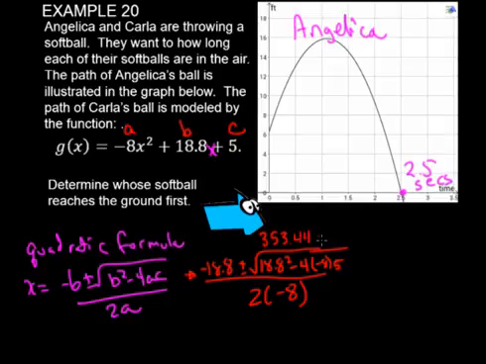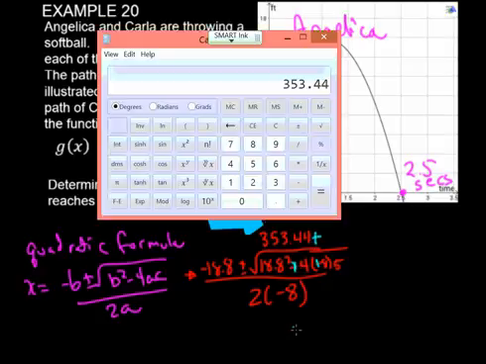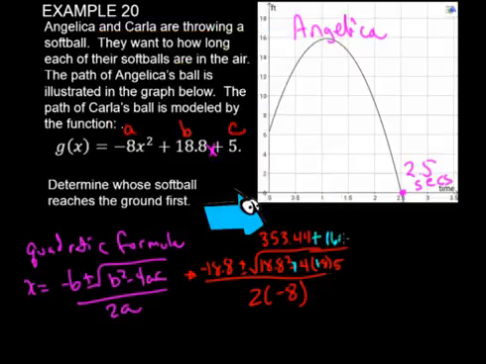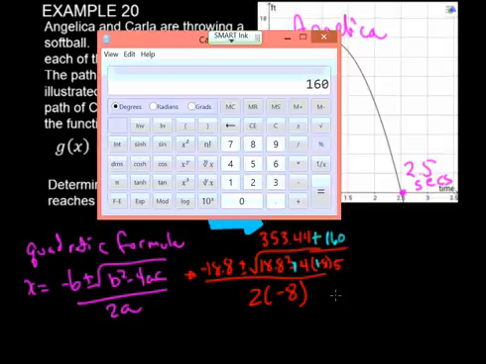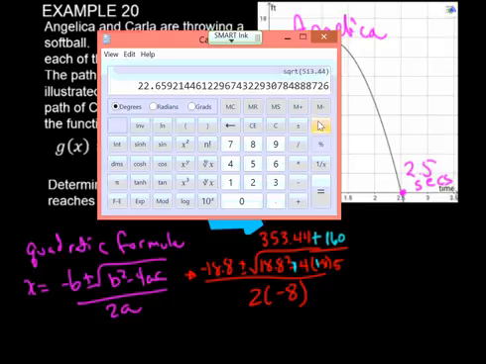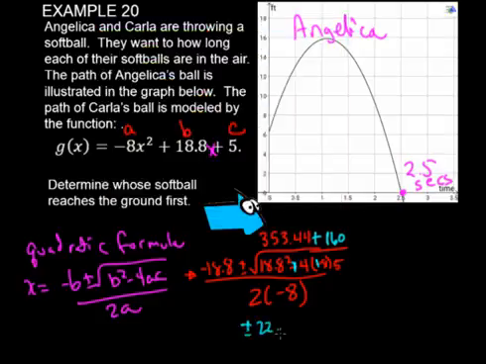And then we're going to do negative 4 times negative 8 times 5. So if you know some math, negative times negative makes a positive. So it's going to be plus 4 times 8 times 5, and we get 160. So if we do 353.44 plus 160, we get 513.44, and then we square root that, and we get 22.67. We're going to round that, so we get plus or minus 22.67.